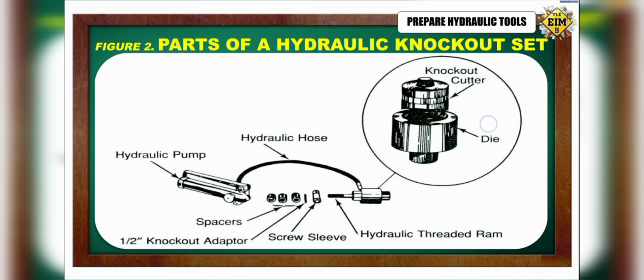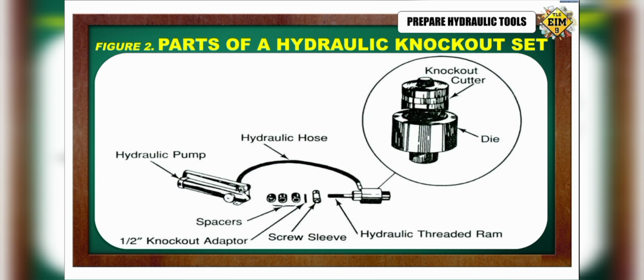So, ito po yung mga basic parts ng hydraulic knockout set. We have hydraulic pump, same as the hydraulic pipe bender. Meron po lagi silang mga hydraulic pump, hydraulic hose, and then we have the hydraulic thread drum, and then we have the screw sleeve, we have the 1/2 knockout adapter, and then yung spacer. So, yan po yung mga basic parts po. And dun po mismo sa knockout po mismo natin, yung knockout cutter natin is ito po yung makikita nating sample dito sa taas, yung minaximize po na image. Okay? Yan, we have the knockout cutter and then yung die.